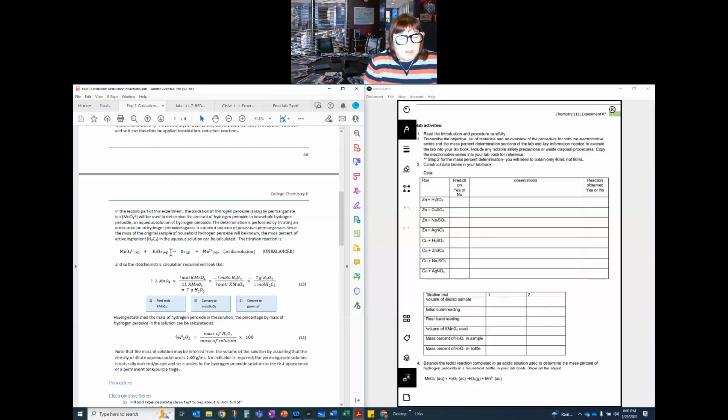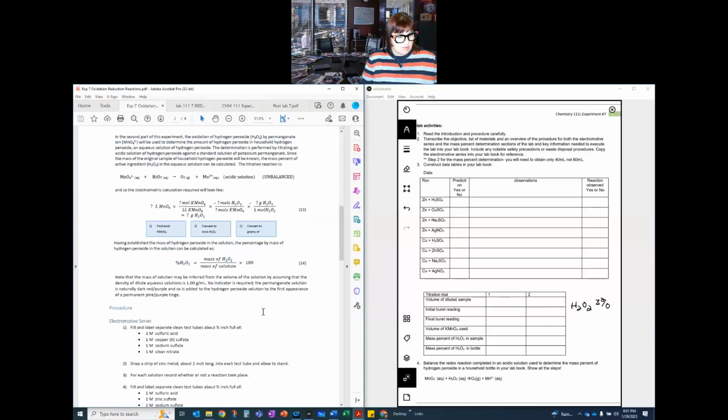The other thing is that we are expecting that your hydrogen peroxide is 3%, because that's what the bottle says it should be. It may be, it may not be. That's okay. We're going to figure out what it is. So that's that.